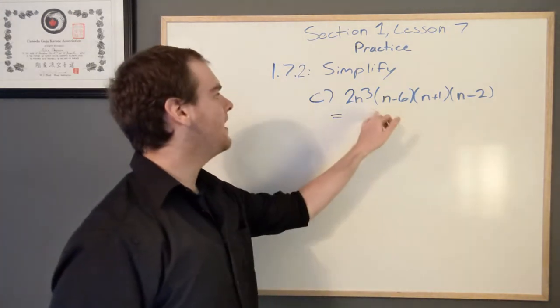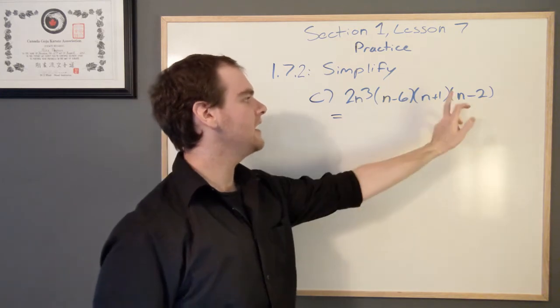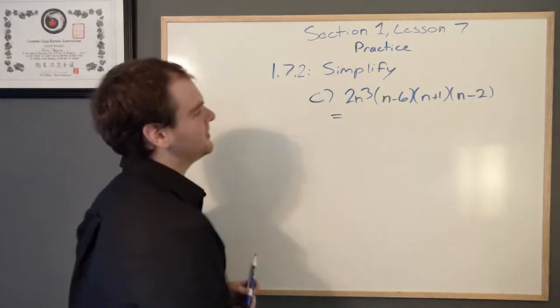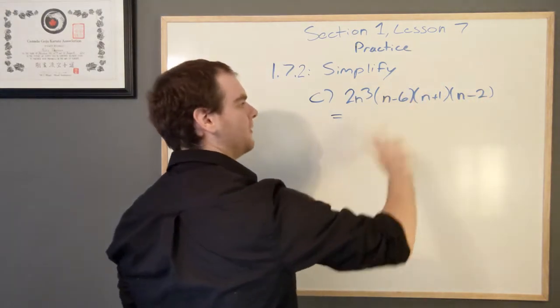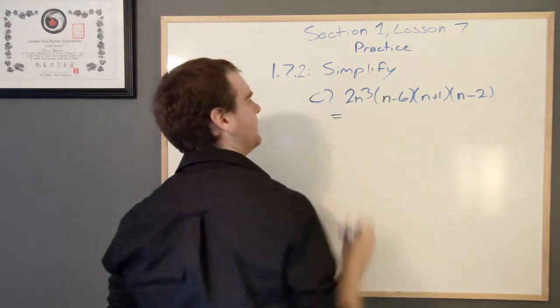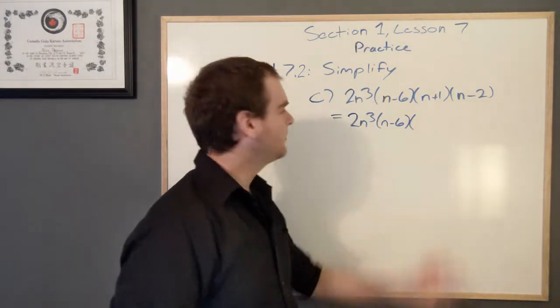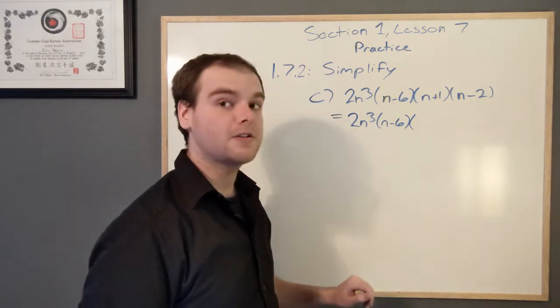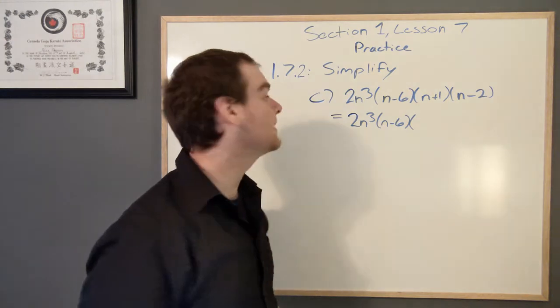So we have 2n cubed times n minus 6 times n plus 1 times n minus 2. The nice thing about this is we can multiply each of what we call these factors in whatever order we want to do them in. I'm just going to work from the right and work left, and we'll see where we get. So I'm going to write these first two factors down, because I'm not going to touch them yet. I'm just going to worry about these two multiplications first.